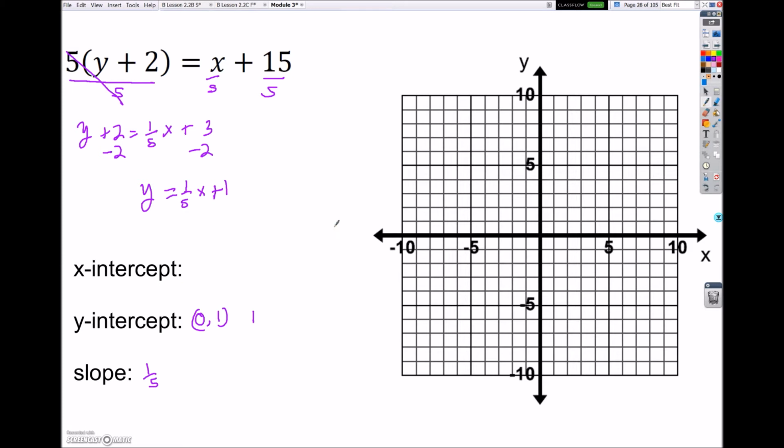Now to find my x-intercept, I'm going to have to graph this. So what you always do when you're given slope-intercept form, which I am right here, you start at your y-intercept, which is (0, 1).